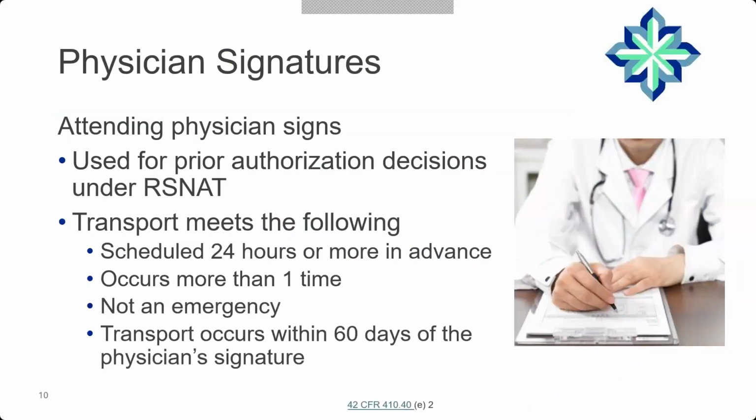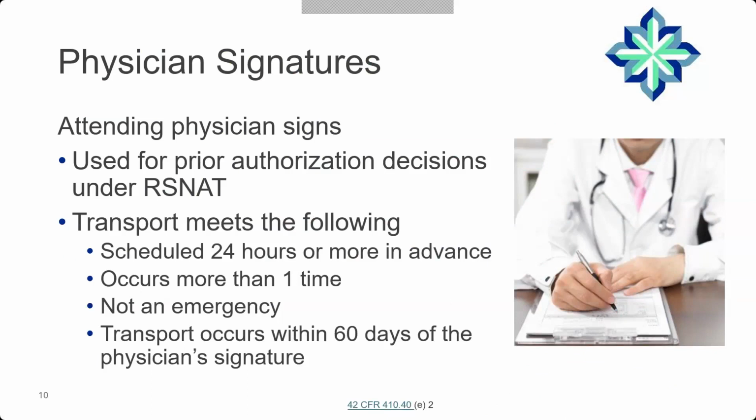the physician's signature must be on, and again, we're talking the attending physician, for the routine scheduled non-emergent ambulance transport. These are scheduled 24 hours or more in advance. Now, we do say more in advance because remember, you can have 60 days in advance. That's fine. And then you can actually apply for a prior authorization before that process. So there's a variety of things that you want to keep in mind.